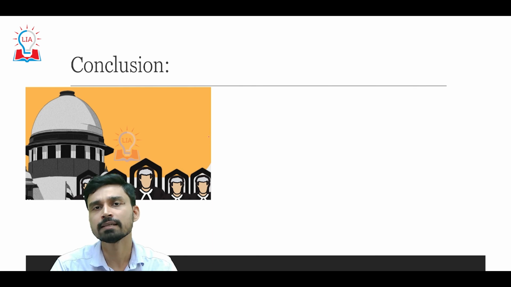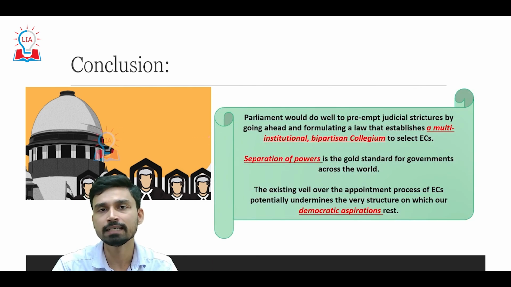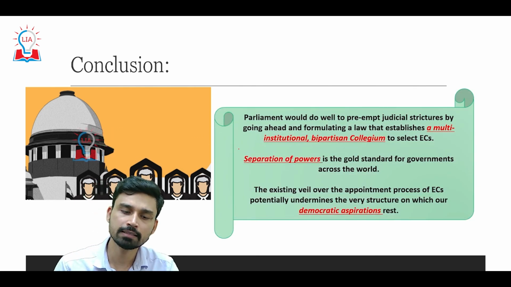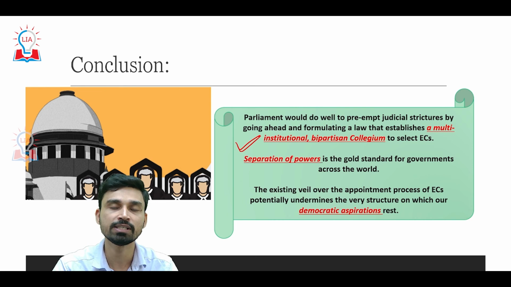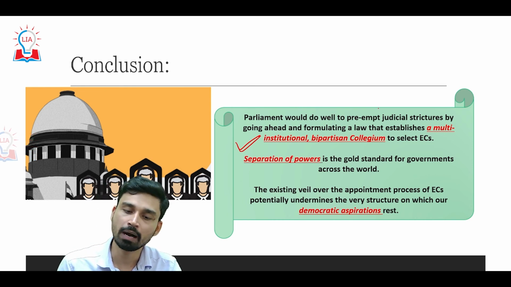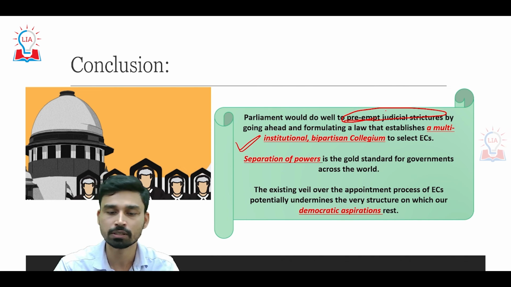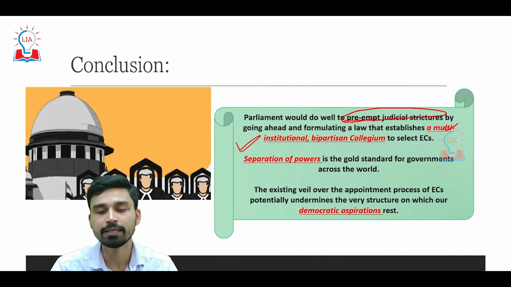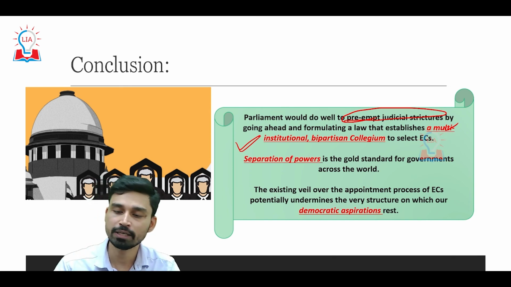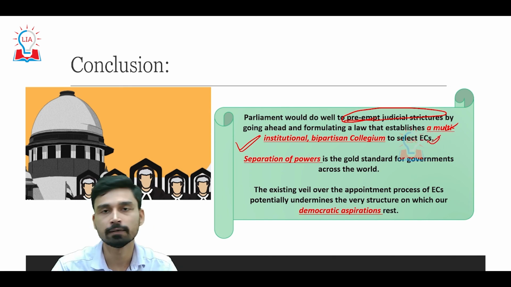Thus, after discussing all these things, what we can say in conclusion is that the Election Commission of India is obviously one of the most important bodies that can uphold the democratic principles enshrined in our Constitution, and thus Parliament should preempt any judicial decisions, go ahead, formulate a law and establish a multi-institutional bipartisan collegium to select election commissioners of India.